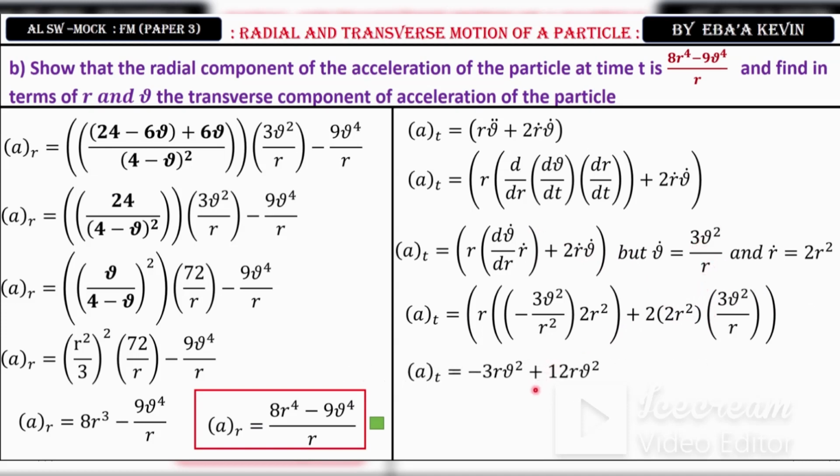Further simplifying, we are going to obtain the transverse component of the acceleration to be equal to negative 3rθ squared plus 12rθ squared, for which you therefore get the transverse component of the acceleration of the particle in terms of r and theta to be equal to 9rθ squared. This answers the next part of the question, where we were asked to find, in terms of r and theta, the transverse component of the acceleration of the particle, and we have it.